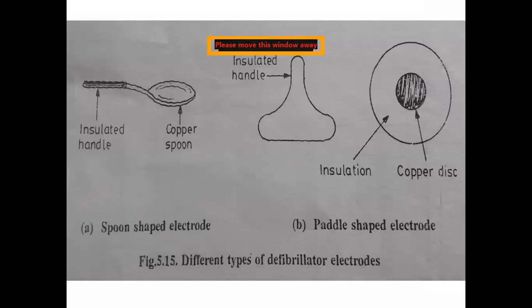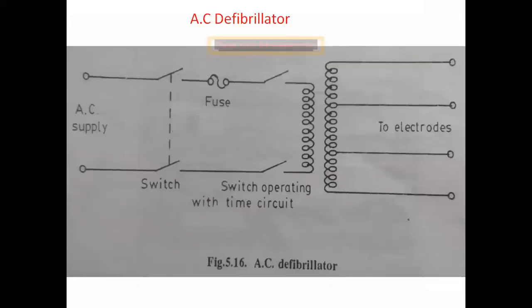Based upon the type of power supply we are using for the construction or development of defibrillators, the first one is the AC defibrillator. By using an AC defibrillator, we can apply AC voltage. It will produce more voltage to the patient, because here we are using an AC supply.